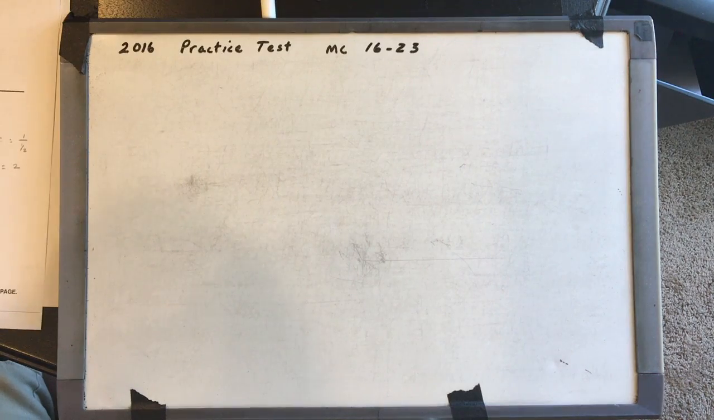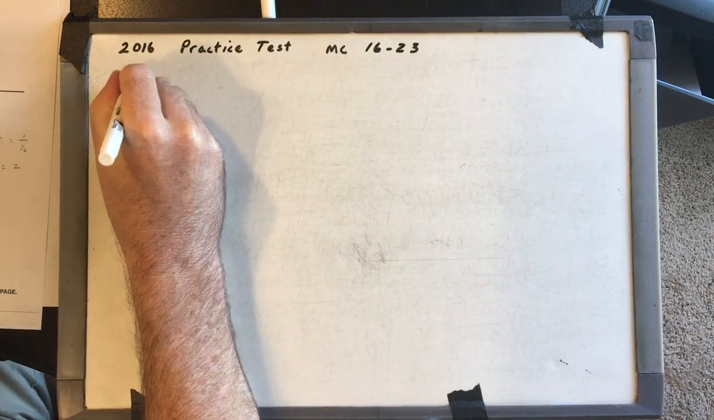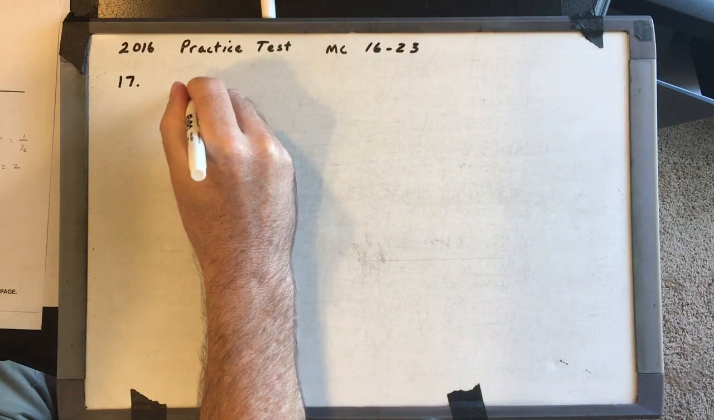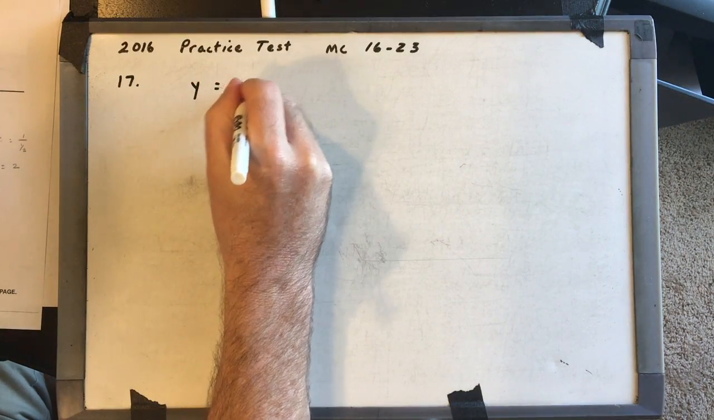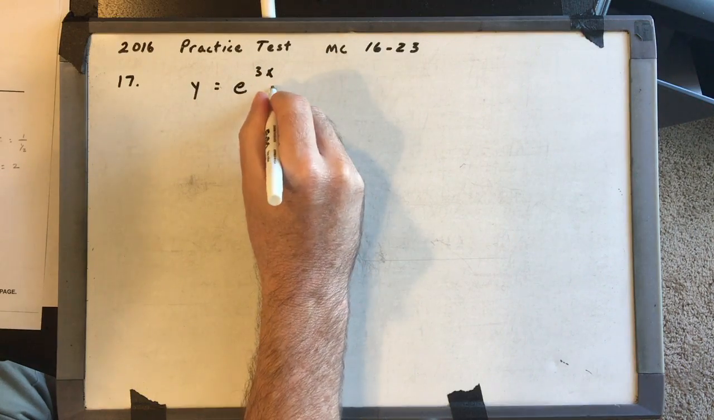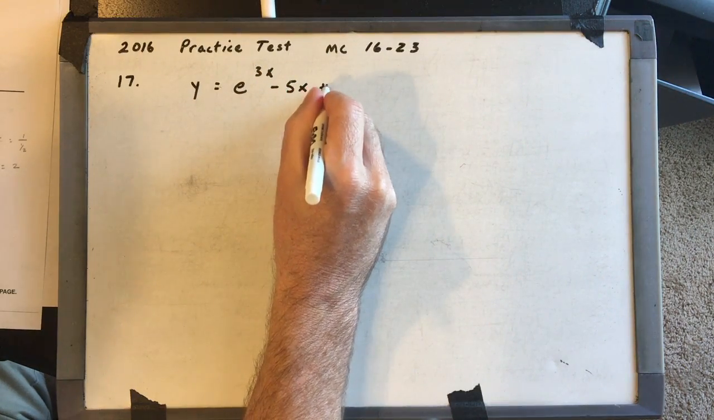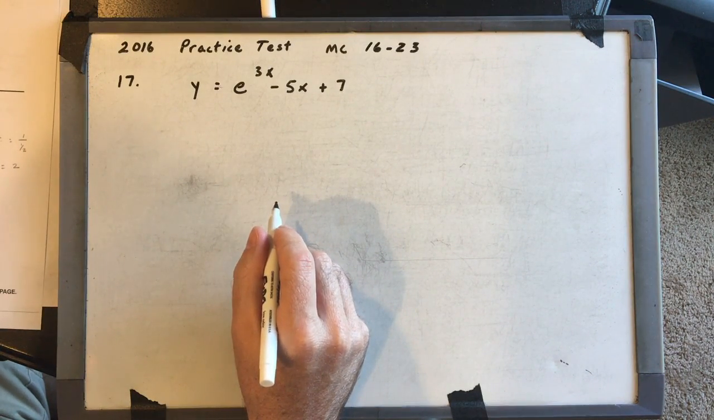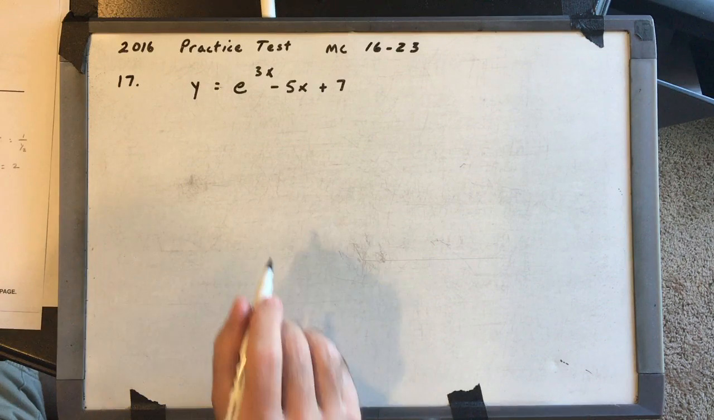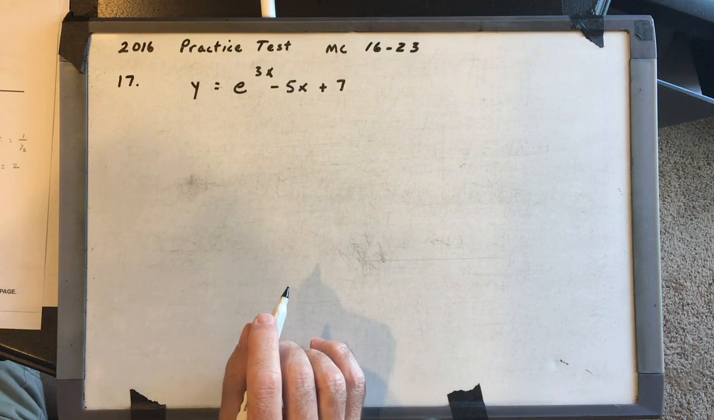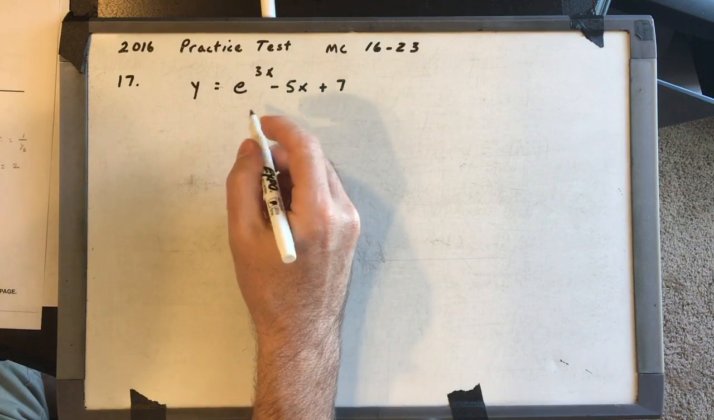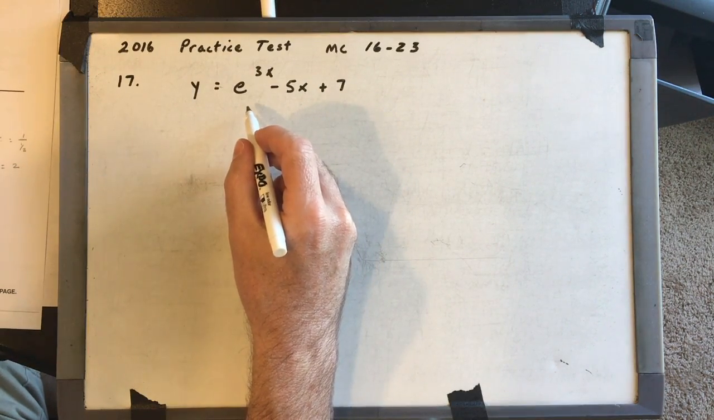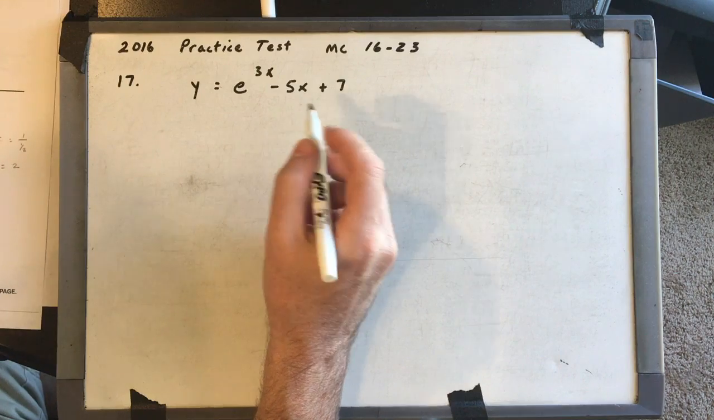Okay, number 17 says we have the function y is equal to e to the 3x minus 5x plus 7 is a solution to which of the following differential equations? Basically what we have to do is go through and figure out y prime and y double prime and see which one works.